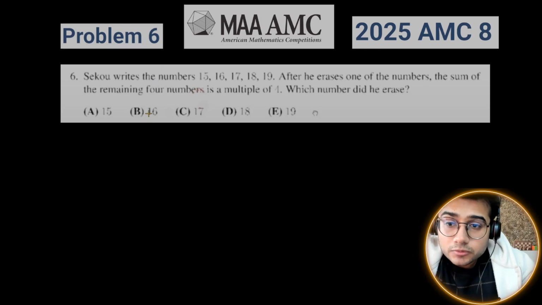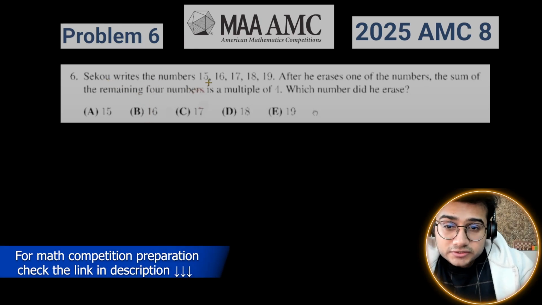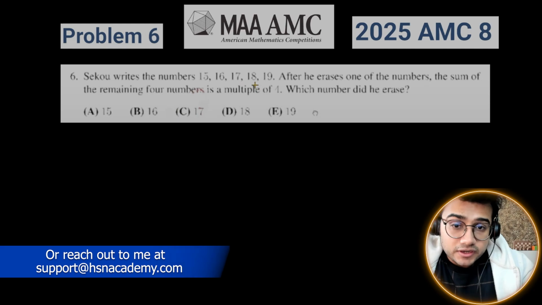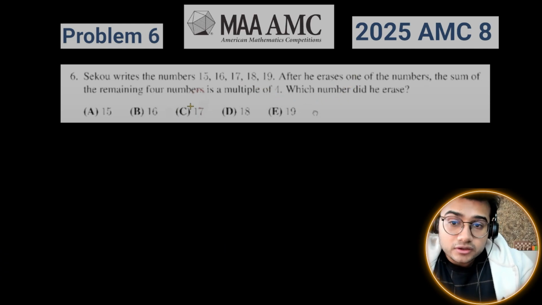Okay, so in this problem, this person writes these numbers 15, 16, 17, 18, and 19, and then erases one of the numbers, and the resulting sum of the remaining 4 numbers is a multiple of 4. Now we need to figure out which number he erased. Let's first figure out the sum of these 5 numbers.